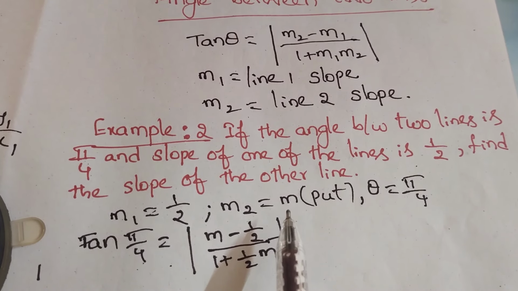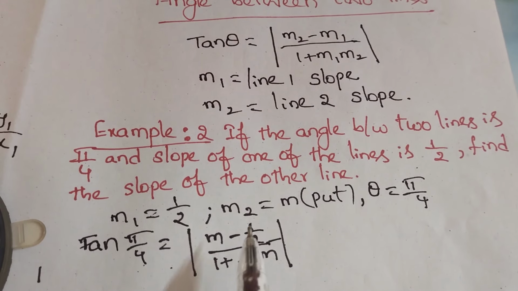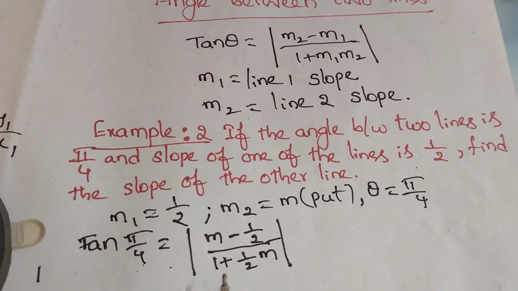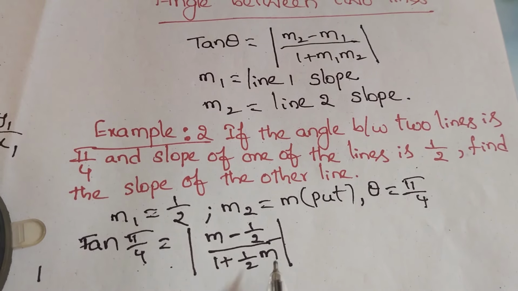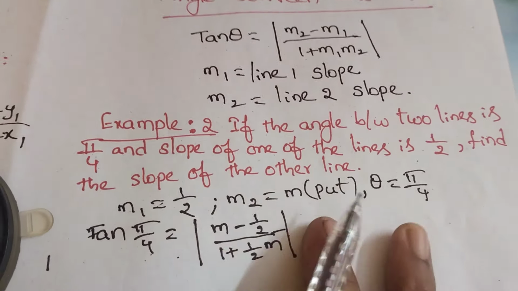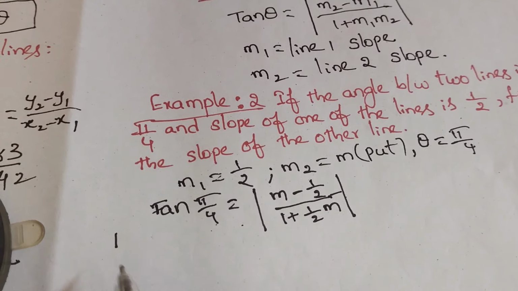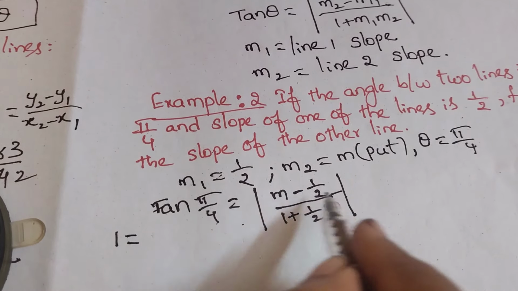m2 we consider here m. We don't know how much it is. Just I considered it as m. m minus m1. What is m1? 1 by 2, whole divided by 1 plus m1, that is 1 by 2 into m2. m2 is m. So I substituted the given values in the formula. Now from this, what is tan pi by 4 value? That is 1.